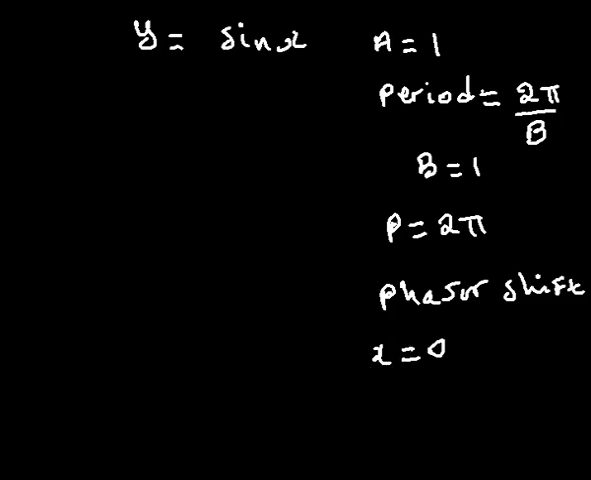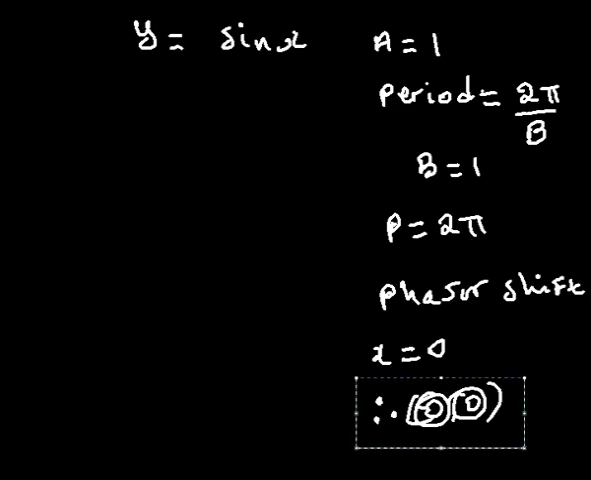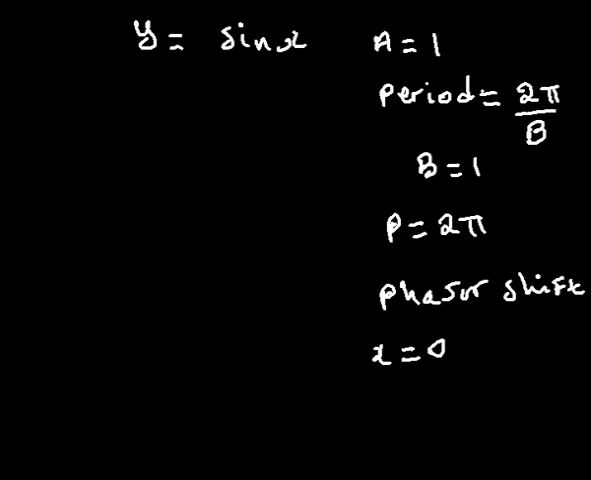Now, if the x value is given as 0, if we substitute it here, what is the corresponding y value at the starting point? The corresponding y value will also be 0, because sine 0 is the same as 0. Therefore, the corresponding y value at the starting point is 0, so the point is (0, 0). What is the point (0, 0)? That is the origin. Therefore, the graph of a sine function starts from the origin.